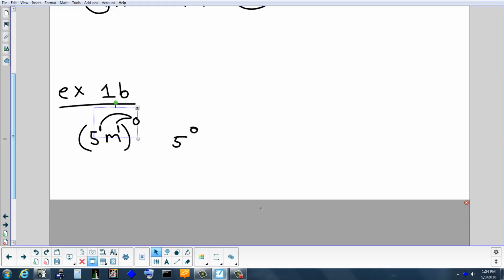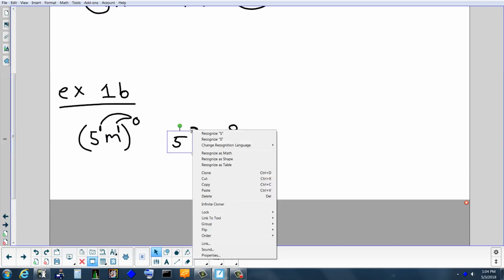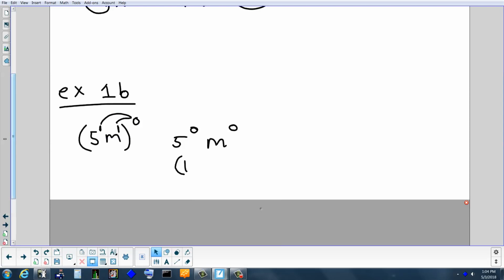0 times 1 again is 0 again. So those are my two exponents. What's 5 to the 0 power? 1. What's m to the 0 power? 1. 1 times 1?